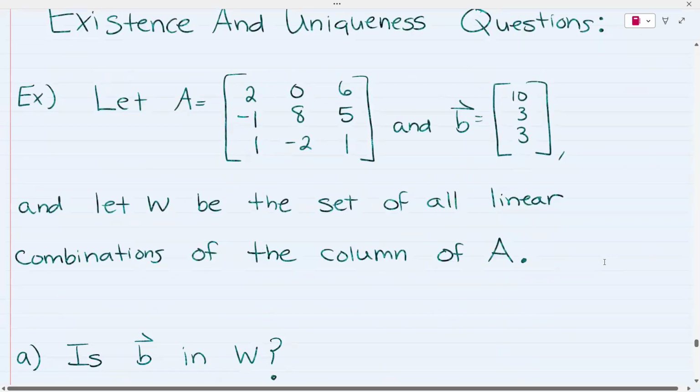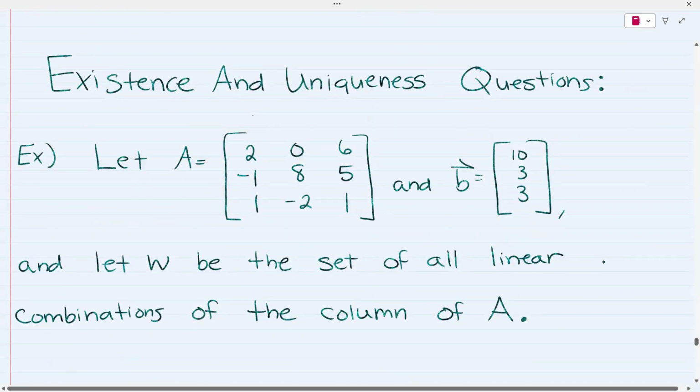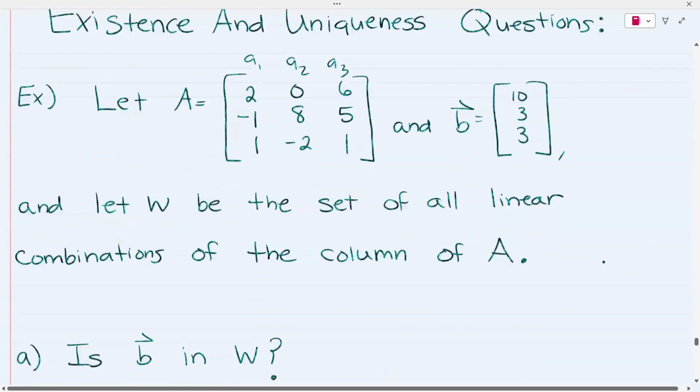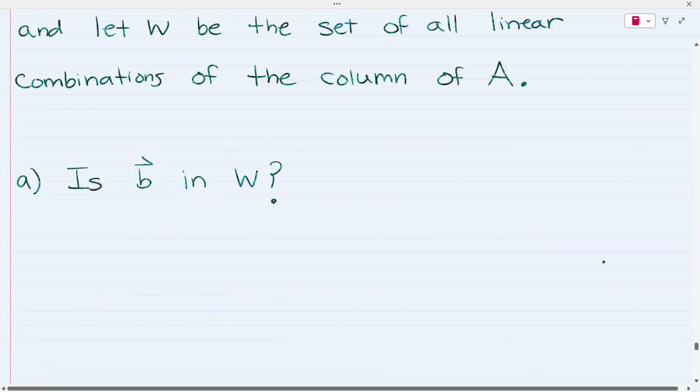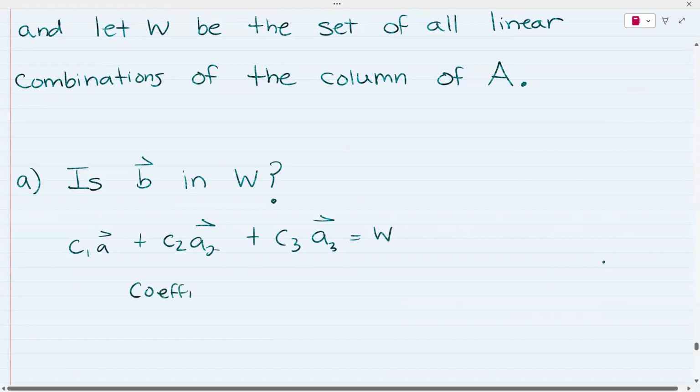So we have this column could be A1, A2, and A3. So we've got to find the linear combination or the coefficients. So we've got to do C1 A1 plus C2 A2 plus C3 A3, and then does that give you vector V? So we have to find the coefficients, and that gives us your weights.